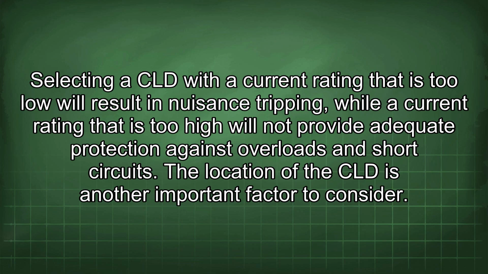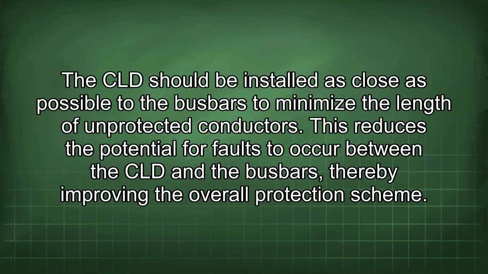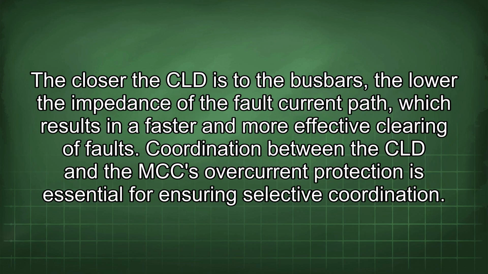The location of the CLD is another important factor to consider. The CLD should be installed as close as possible to the bus bars to minimize the length of unprotected conductors. This reduces the potential for faults to occur between the CLD and the bus bars, thereby improving the overall protection scheme. The closer the CLD is to the bus bars, the lower the impedance of the fault current path, which results in a faster and more effective clearing of faults.